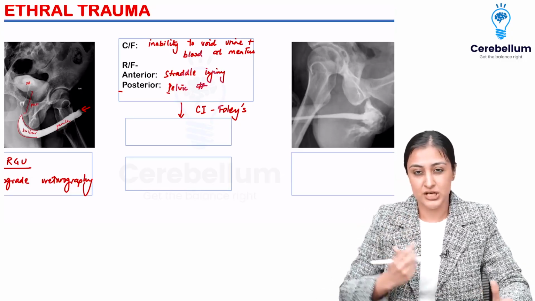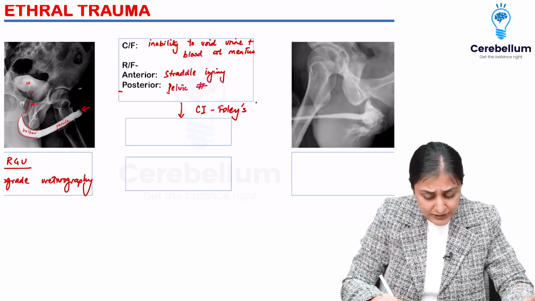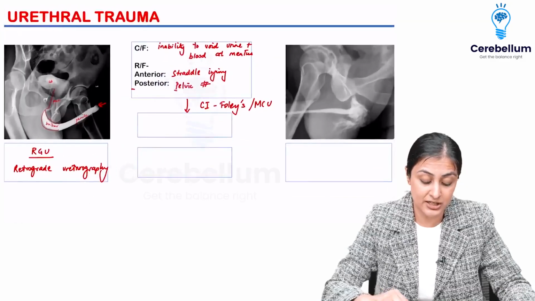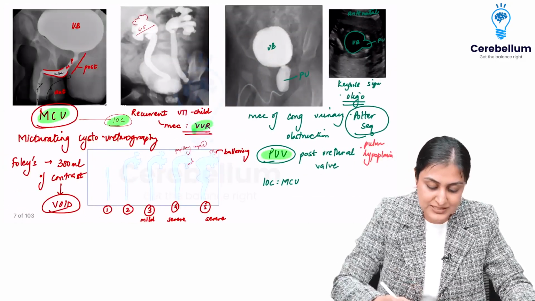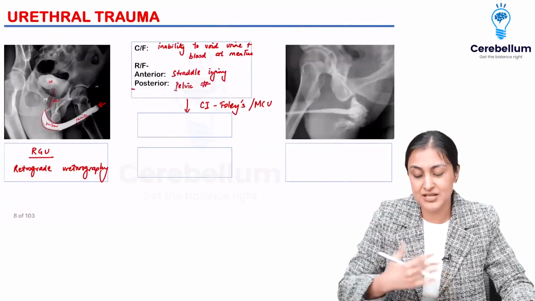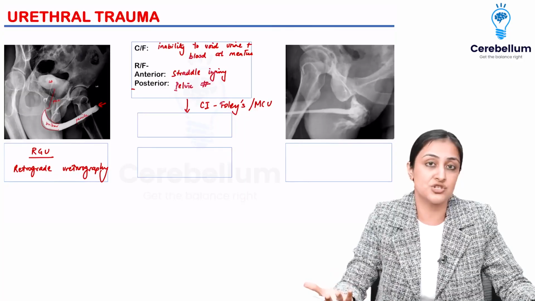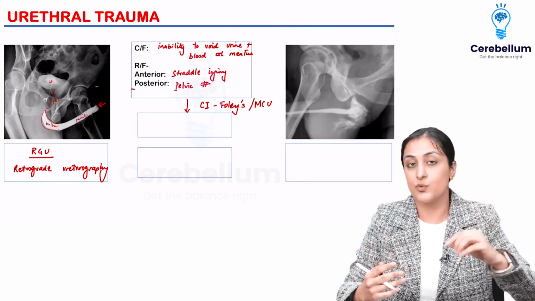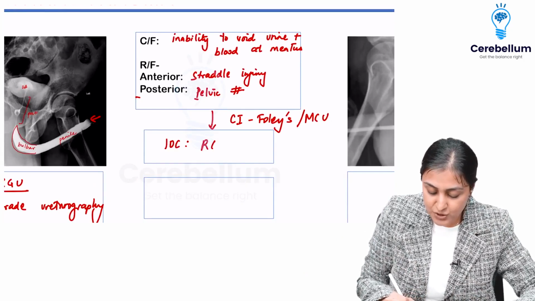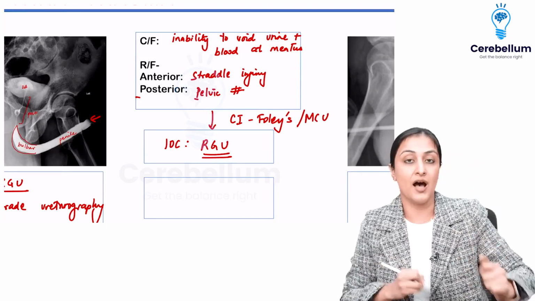That's the first point. So now can I say that if Foley's is contraindicated, by extension MCU is contraindicated, because we just saw that the first step of MCU is putting a Foley's. So both of these are out. They'll be in your options and it's just ruled out straight up. So what do you want to do next? The next step is the investigation of choice for urethral trauma, which is RGU.